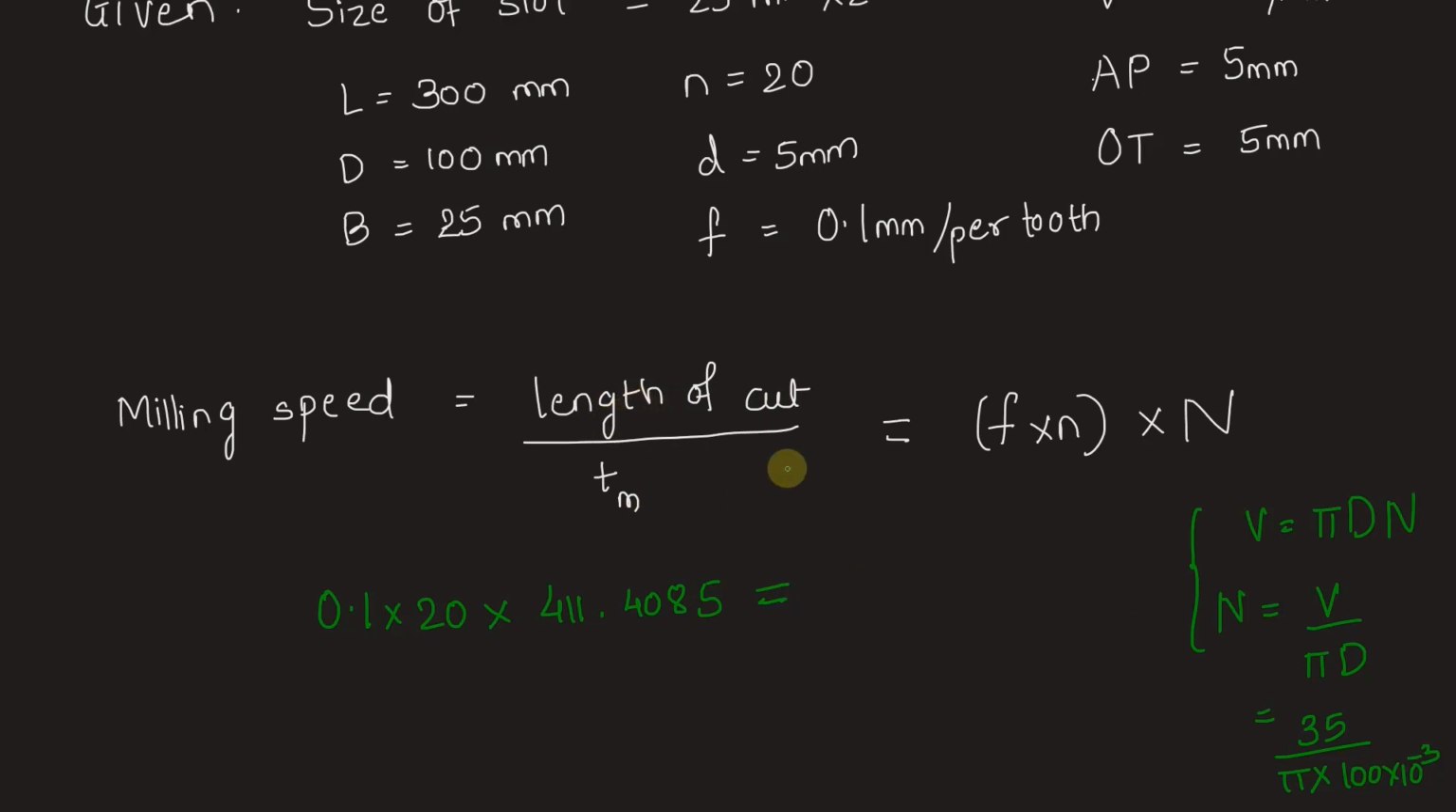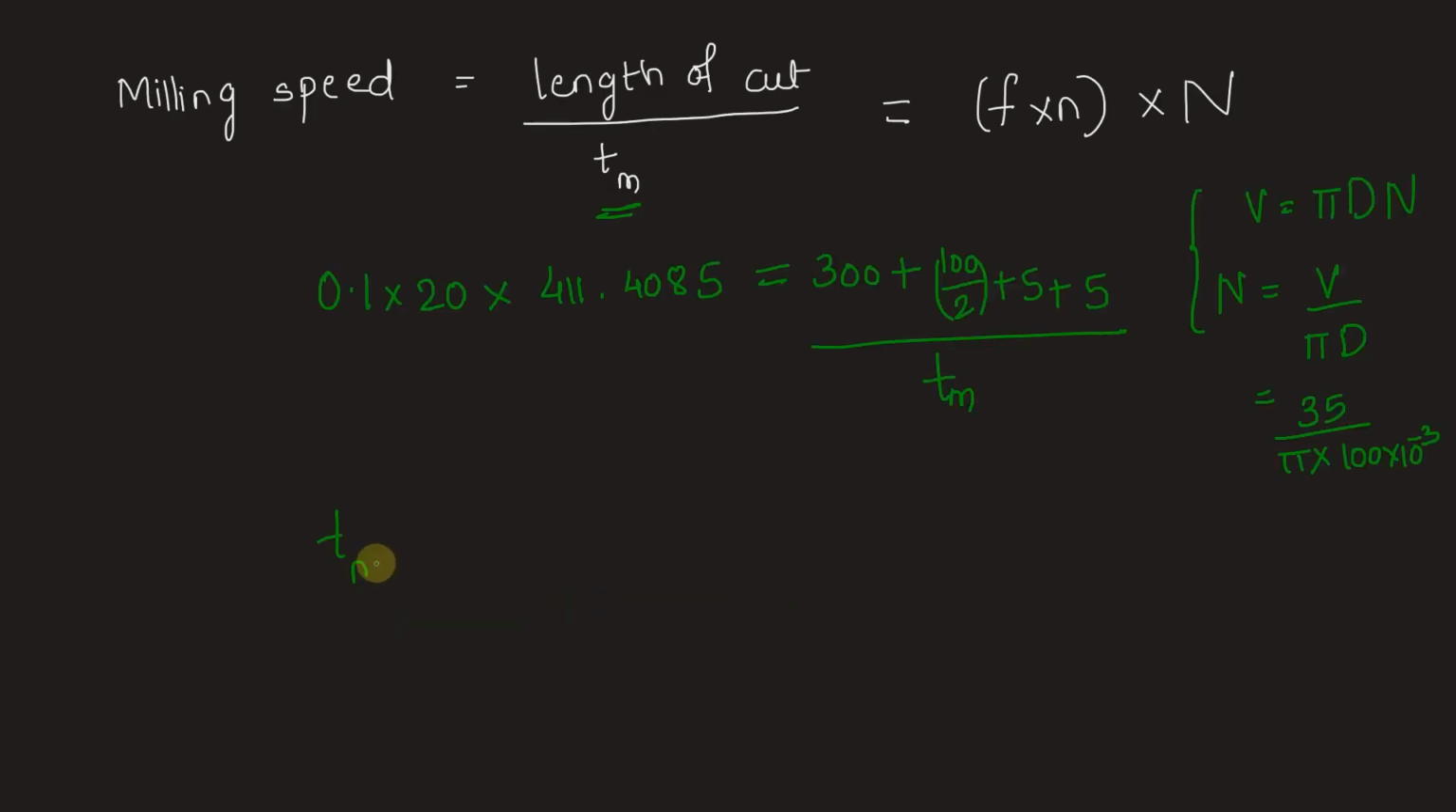On this side we are calculating the length of cut, so we'll have to add up all the necessary entities. First is the length of the workpiece, which is 300 millimeters, plus the radius of the tool. The diameter is given as 100, so the radius will be 100 by 2. Plus the approach allowance given, that is 5 millimeters, and plus the over travel given, that is 5 millimeters. This gives us the length of cut as 360, divided by Tm. From here we can calculate Tm, which is the milling time per pass.